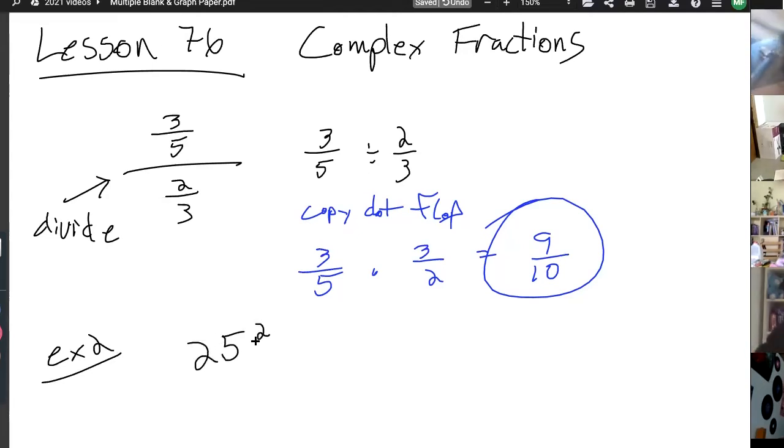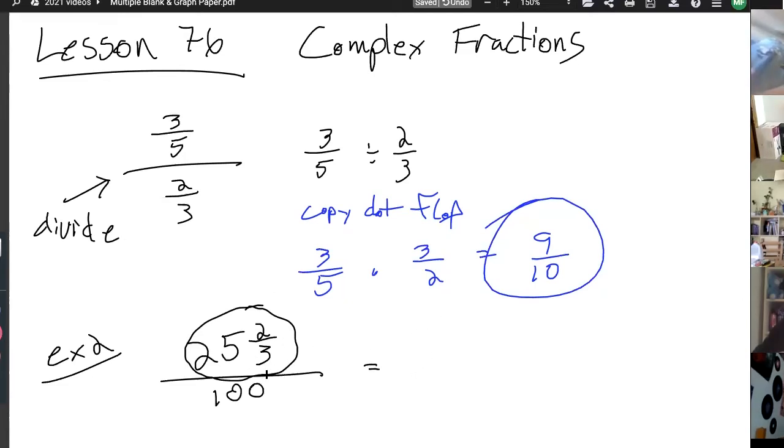25 2/3 all over 100. Well, copy dot flop. Well, first of all, what do we think of mixed numbers? Do we like mixed numbers in division problems? No, we think they're dumb. No offense. You can take offense to that mixed number. You're dumb, okay? So let's change it to an improper fraction.